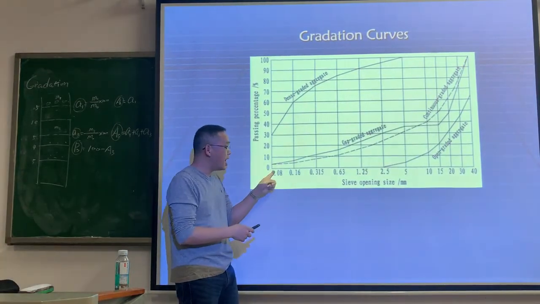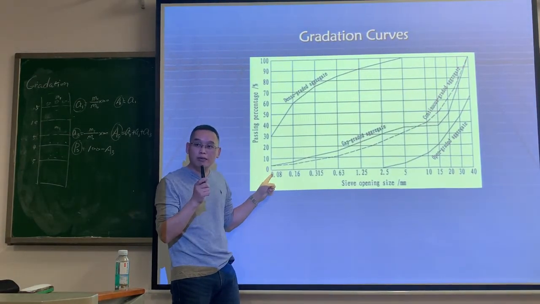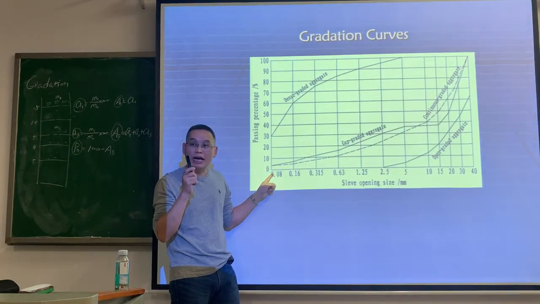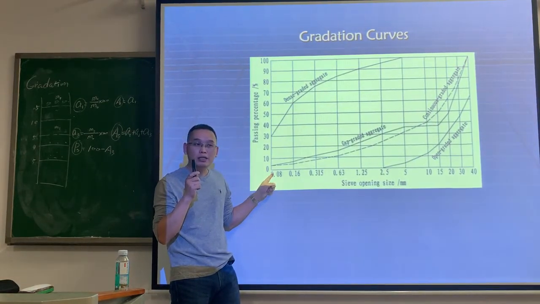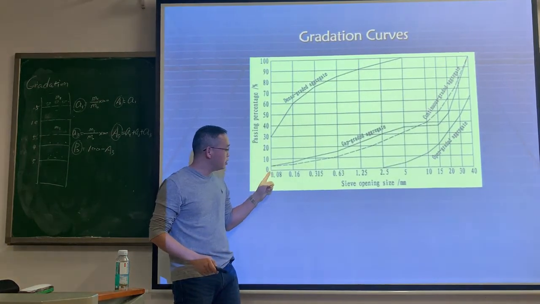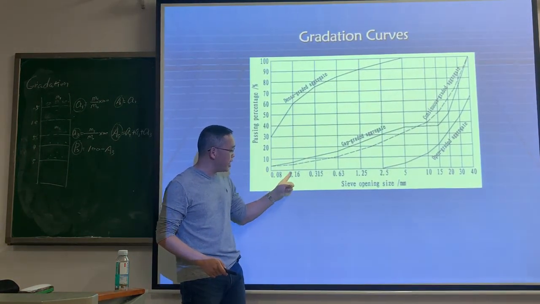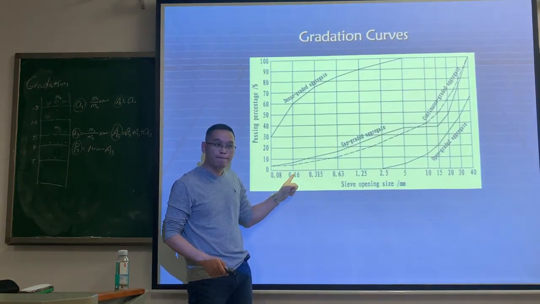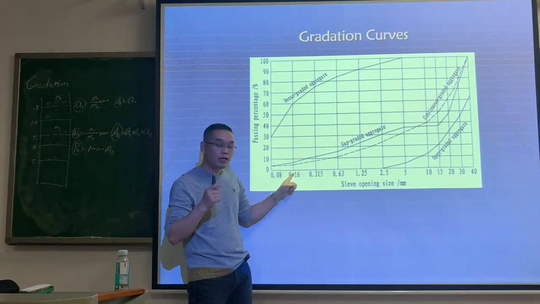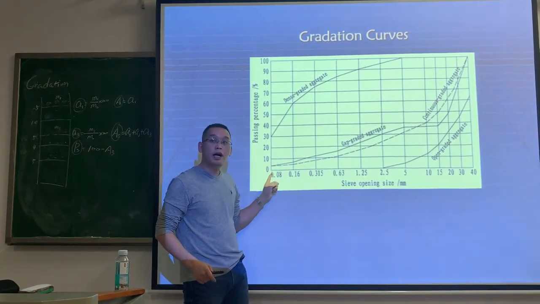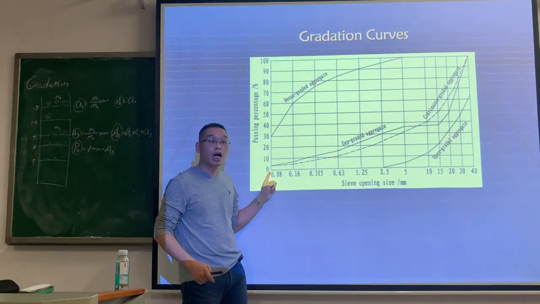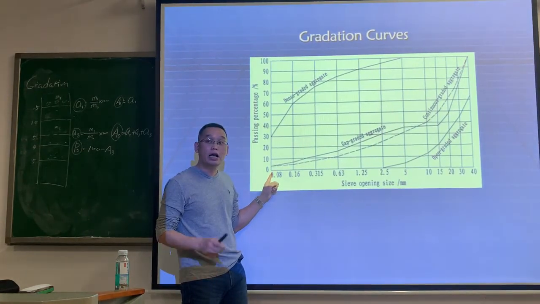On which side is the amount of the aggregate 1%? On this one or on this one? 0.16. On this one. Okay.